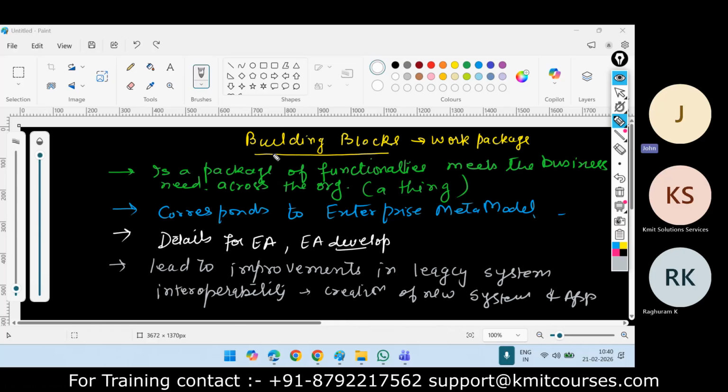For my understanding, Jenkins alone won't be a building block. What I'm saying is it is a package. It can be a single package of functionality that meets the business need across the organization. It could be anything you are using as a functional thing. It can be small, minor, intermediate, or major. I thought we call technology a building block. Yes, technology is there, but if we drill down within technology, then because we are using the DevOps process, Jenkins is the work package.